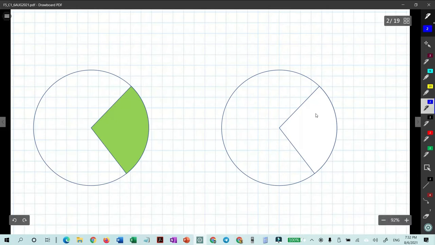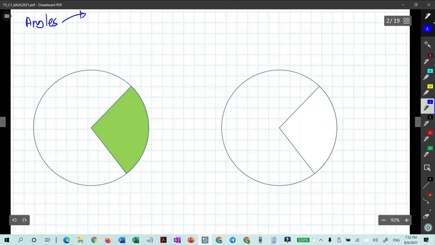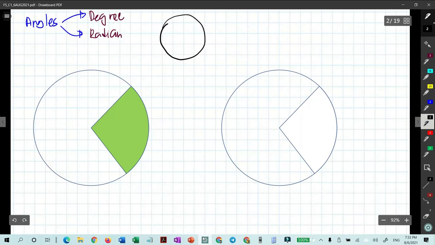So first of all, in this chapter, you must know that the angles can be measured using degrees and then radian. So you must know that we take one circle, the angle at the center is actually equals to 360 degrees. And this 360 degrees is actually equivalent to 2 pi radian.